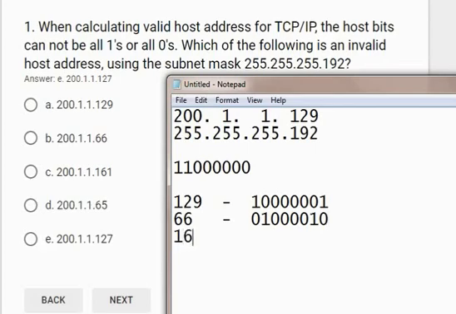And then if we go to 161, 161 would have a 1 for 128, a 0 for 64, and a 1 for 32. So 128 and 32 would give us 160. So we now just need a 1 down at the last position. So that's 161. So here then would be not all ones and not all zeros. So it's valid.